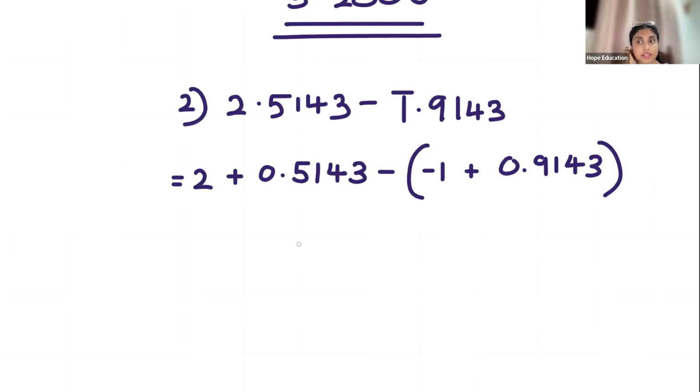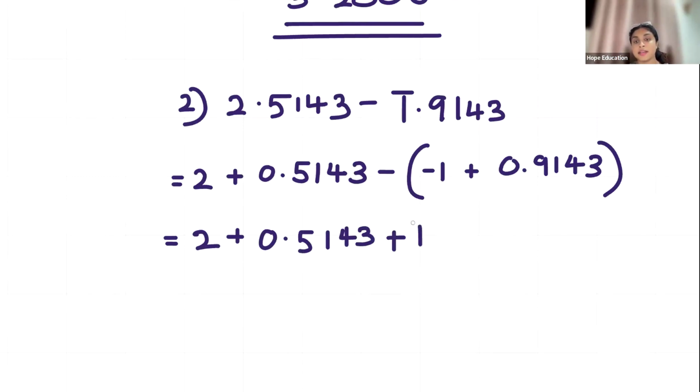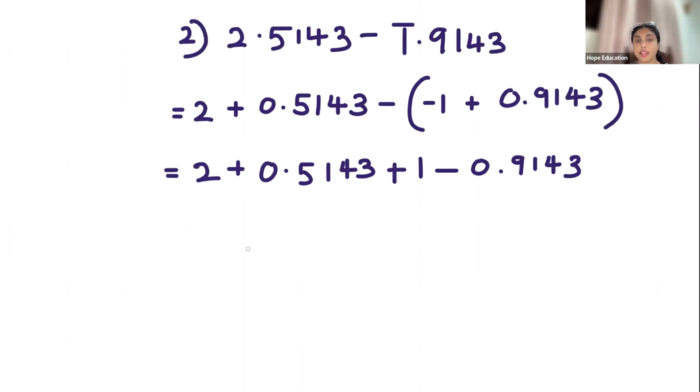Characteristic and mantissa are separated, which they clear. If you have any questions, ask. Now I will simplify the bracket. 2 plus 0.5143. Minus times minus is plus 1. Minus times plus is minus, so minus 0.9143. Now I write the characteristics together. Here the characteristic is 2 plus 1, and I write the mantissa together.